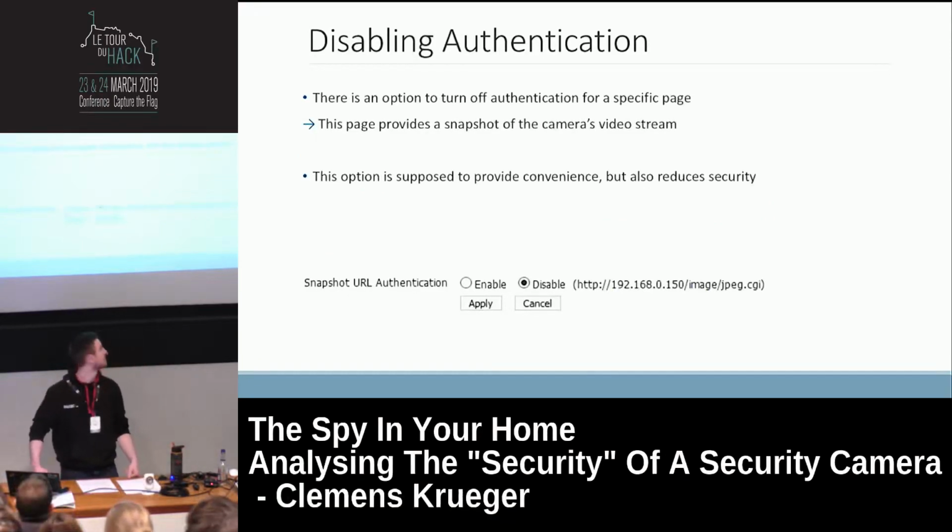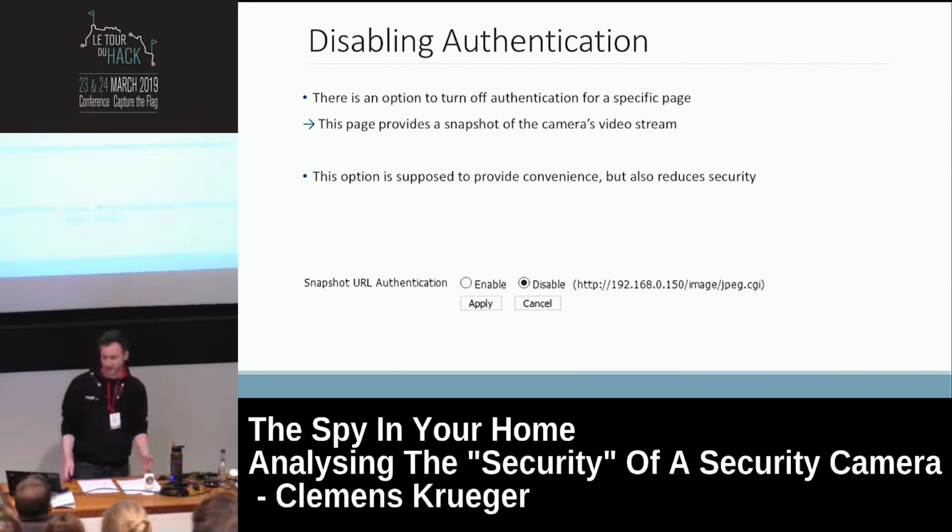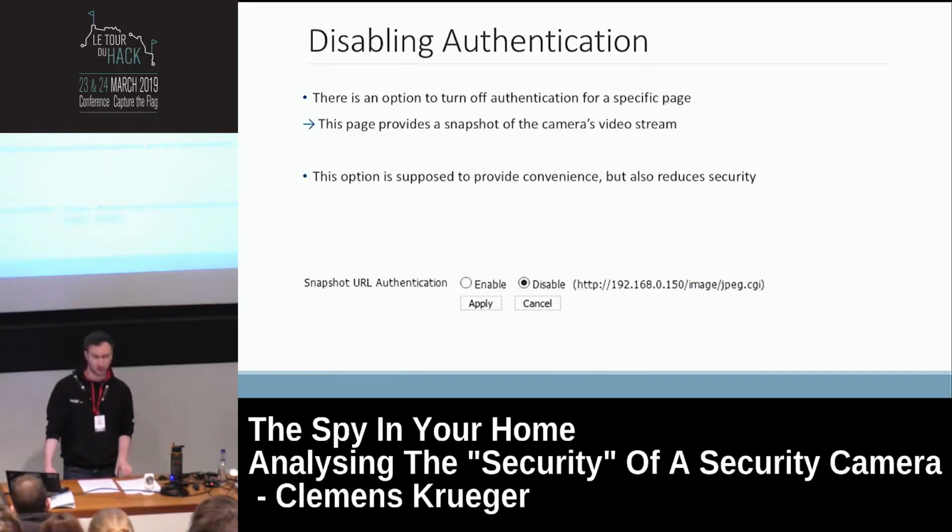Now, another thing that's just a bad design choice for me is there's this option in the menu where you can disable authentication for a specific subpage. And that page is /image/jpeg.cgi. If you access that, it gives you a snapshot as an image of the video stream. So you can actually disable authentication for that, which I don't really see the use case for because, as I said, this camera is meant for home use and maybe small offices. So there's not really a use case for having a public image or a public video stream.